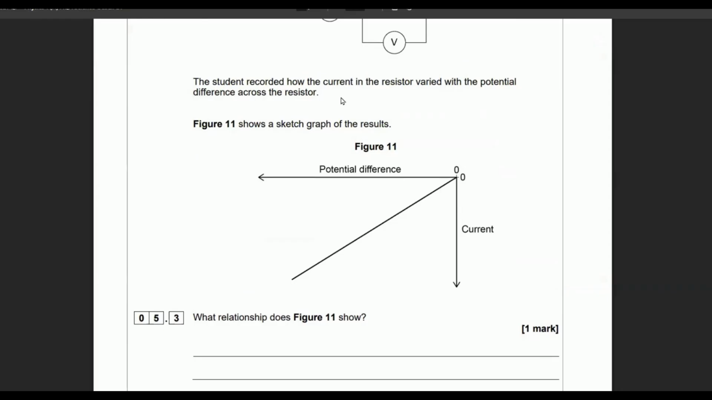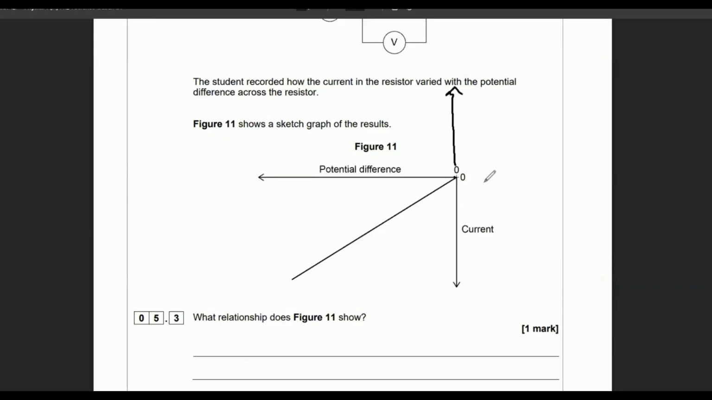The student recorded how the current in the resistor varied with the potential difference across the resistor. So here's the potential difference, here's the current. What relationship does figure 11 show? This shows as the current increases, so does the potential difference. Now, you may be saying to yourself, why does the graph look like that? Guess what? They're being cheeky once again. They're showing you the negative direction. Don't be scared about that.